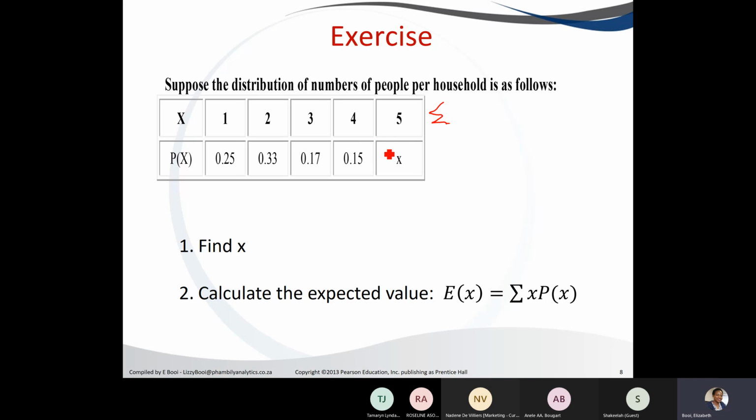The sum of all values, which is the sum of X, will be equal to 1. That is our total. We know that it is equal to 1, so find X so that you are able to calculate the expected mean. You have 5 minutes. When you have the answer, likewise, you can post it in the chat.